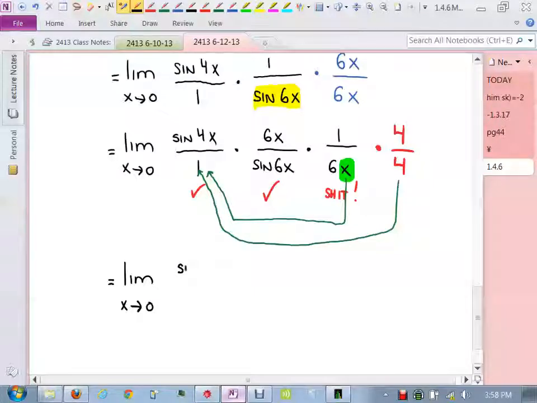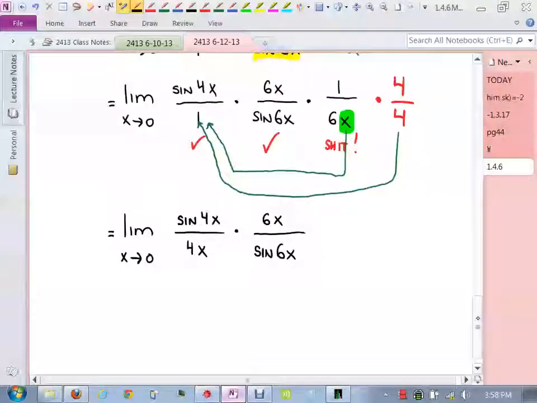Sine 4x over 4x, which I'm very happy about because that's going to turn into a 1. Then 6x over sine 6x. I'm happy about that because that's going to be a 1. What's still out here? A 1 over 6, because I slid that x over, the x isn't there. And then what's over here? 4 over, I slid the 4 over, so there's a 1 down there, isn't there?